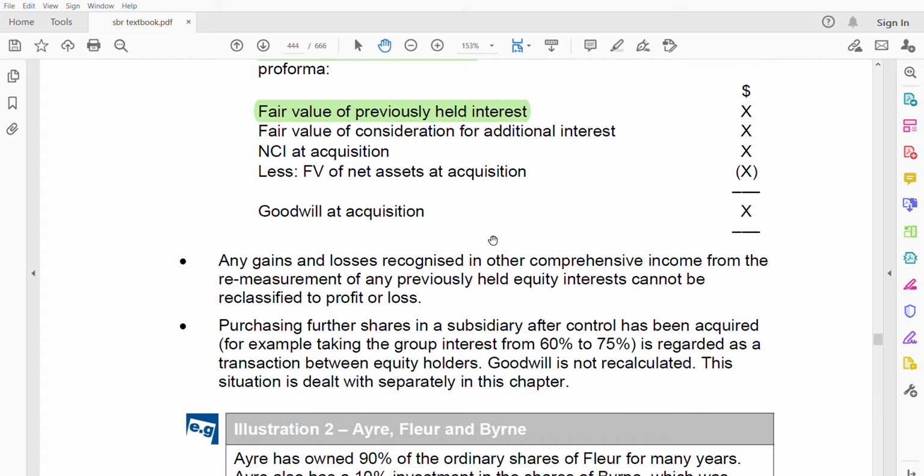Next. Any gain or loss that is recognized in OCI from the remeasurement of any previously held equity interest cannot be reclassified to profit and loss. You cannot reclassify it. It will be there only if it's in OCI.